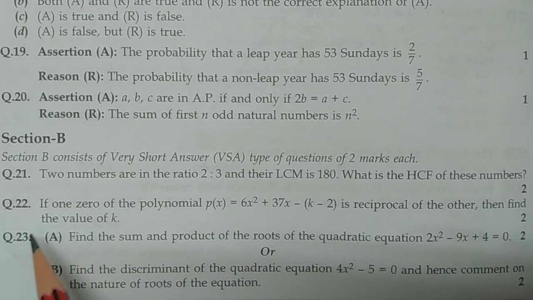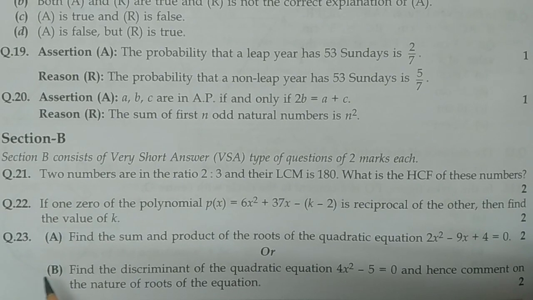Now next, question number 22: if one of the zeros of the polynomial p(x) equal to 6x square plus 37x minus k minus 2 is the reciprocal of the other, find the value of k. You can also find all these things properly.